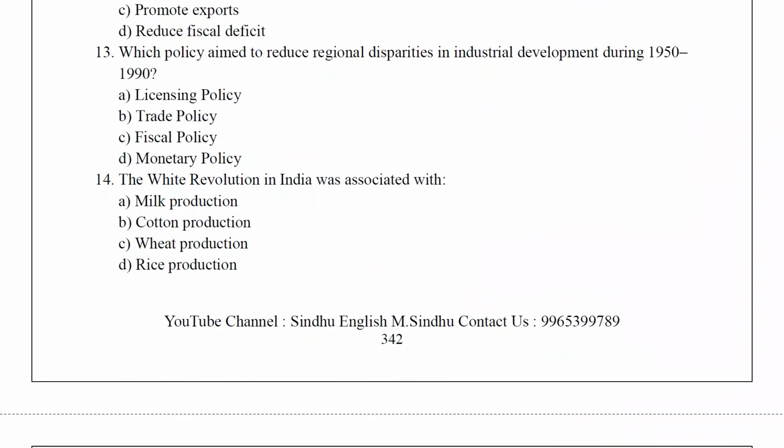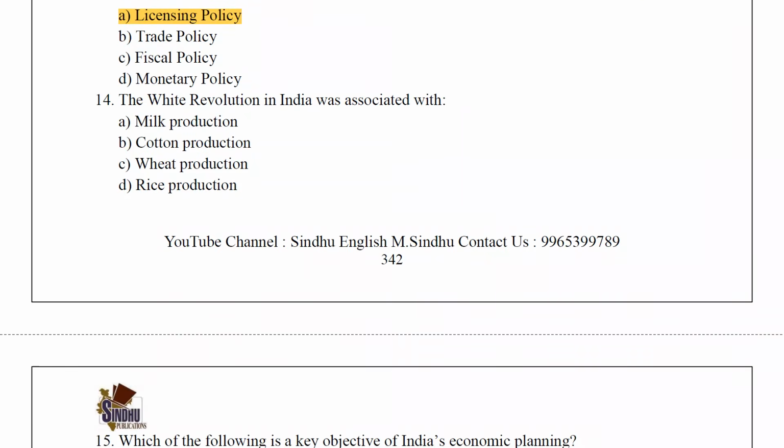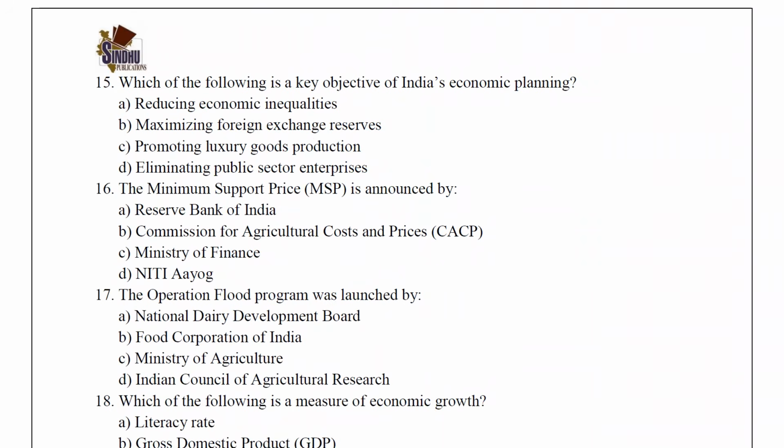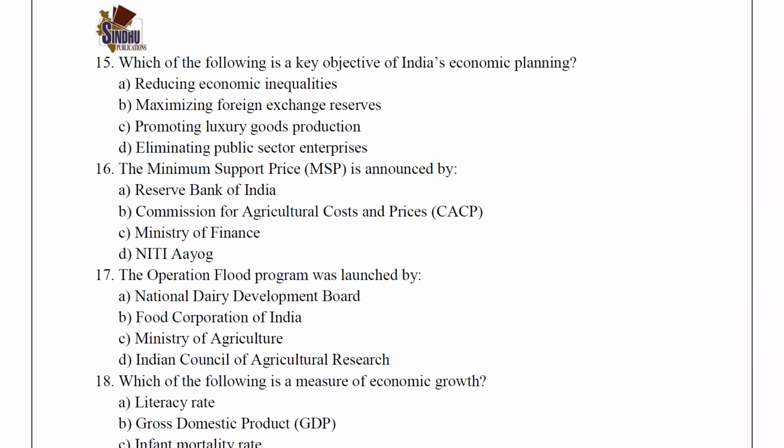Which policy aimed to reduce regional disparities in industrial development during 1950 to 1990? Licensing policy. The White Revolution in India was associated with milk production. Which of the following is a key objective of India's economic planning? Reducing economic inequalities.